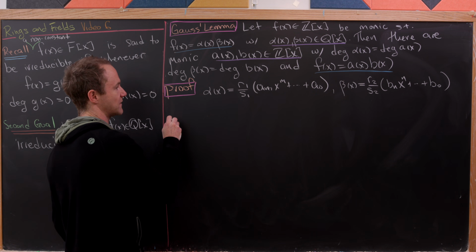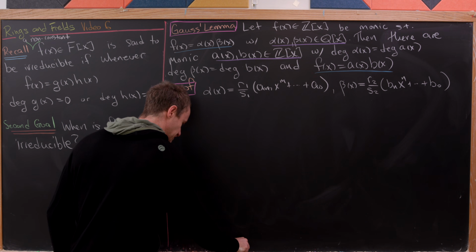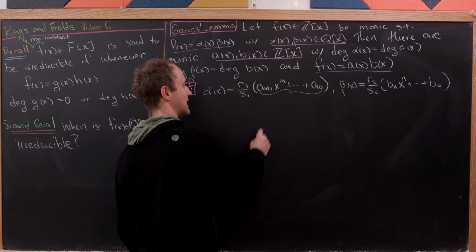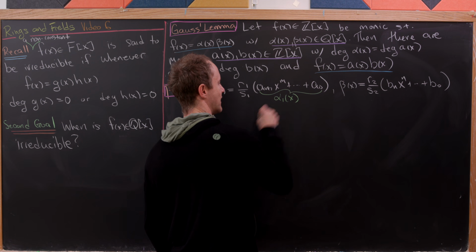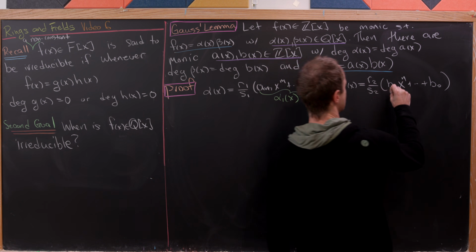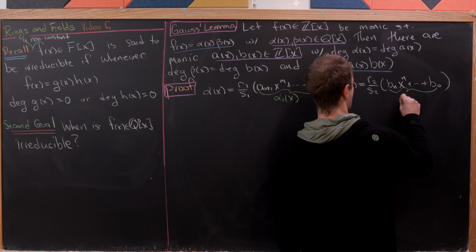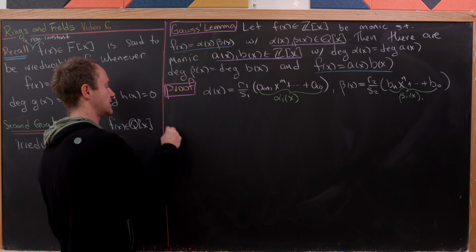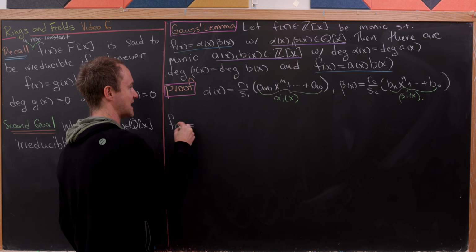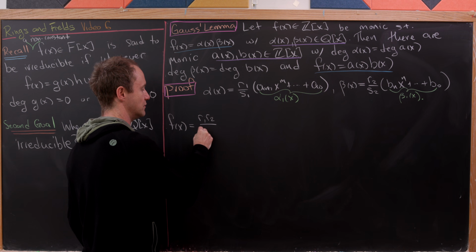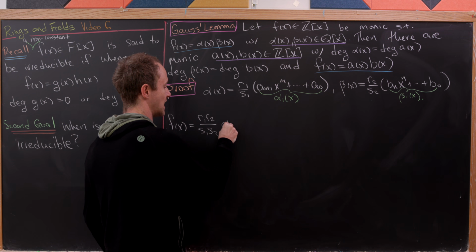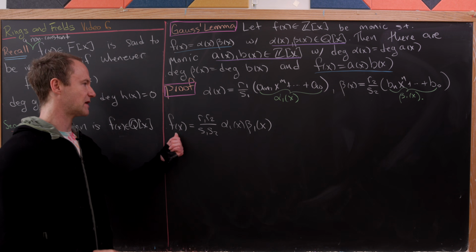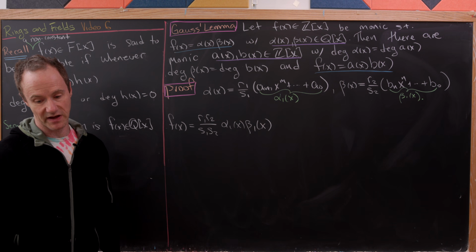So now let's observe the following. And actually, before we do that, I'm going to take this a sub m x to the m all the way down to a0, and I'm going to write this as alpha sub 1 of x, just to shorten it. And then I'm going to do something similar here. I'll take this, and I'll write it as beta sub 1 of x. Okay, nice. And so now let's note that we can write f of x as r1 times r2 over s1 times s2 times alpha 1 of x times beta 1 of x. So just keeping in mind that f of x is alpha of x times beta of x.